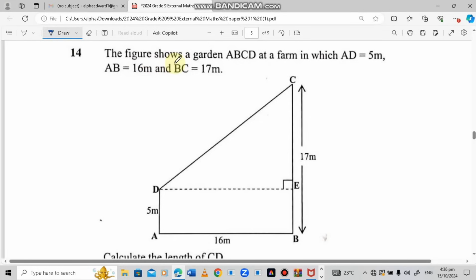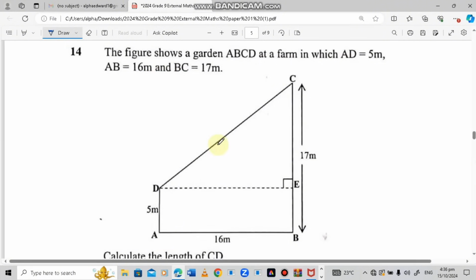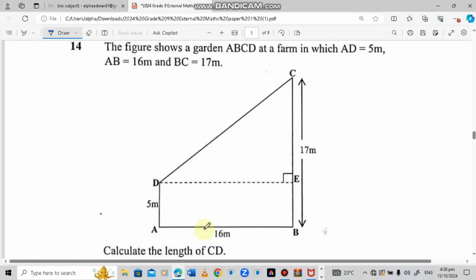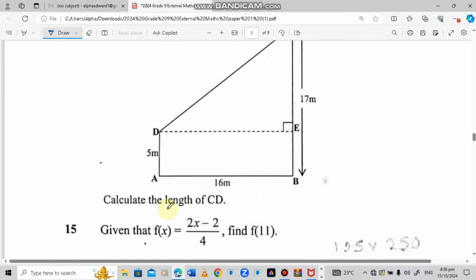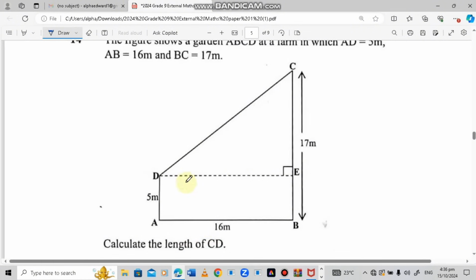Question 14. The figure shows a garden ABCD at a farm in which AD is 5 meters, AB is 16 meters, and BC is 17 meters. Alright, so this is the garden ABCDE. Okay? So the question says, calculate the length of CD. Alright, so how are you going to find the length of CD?